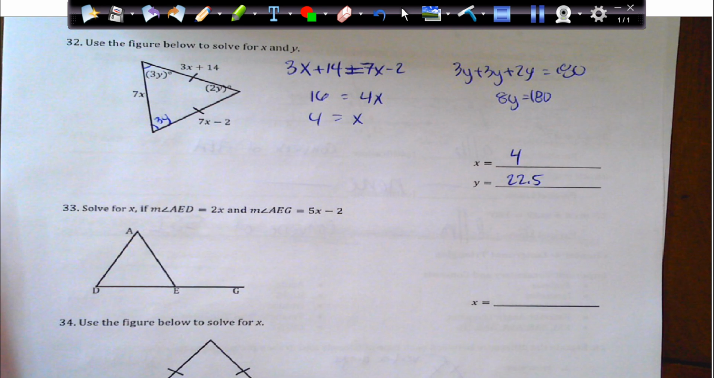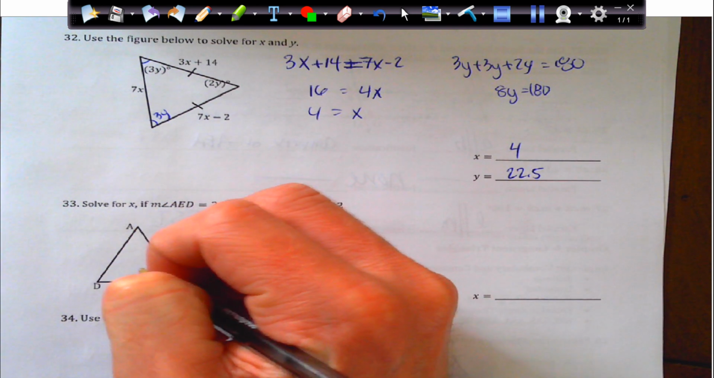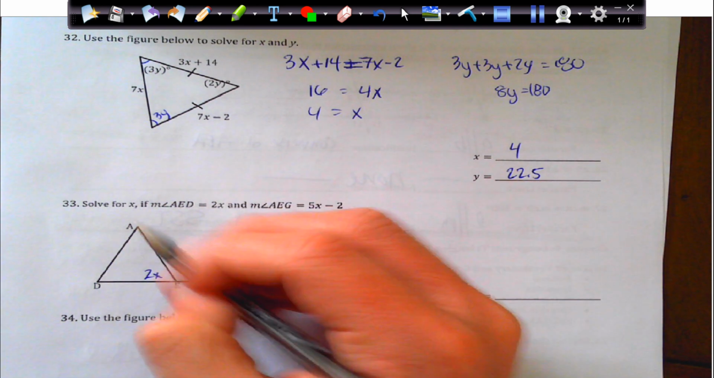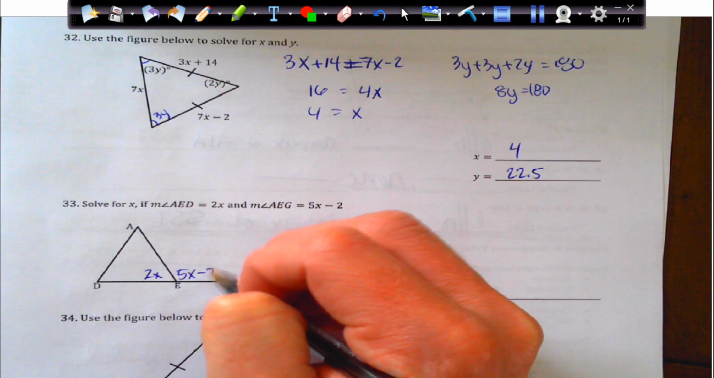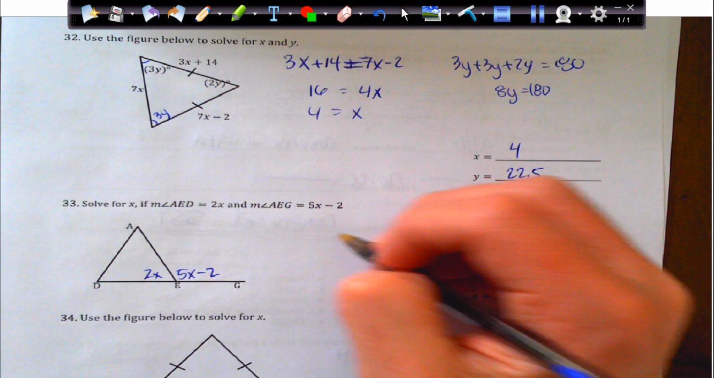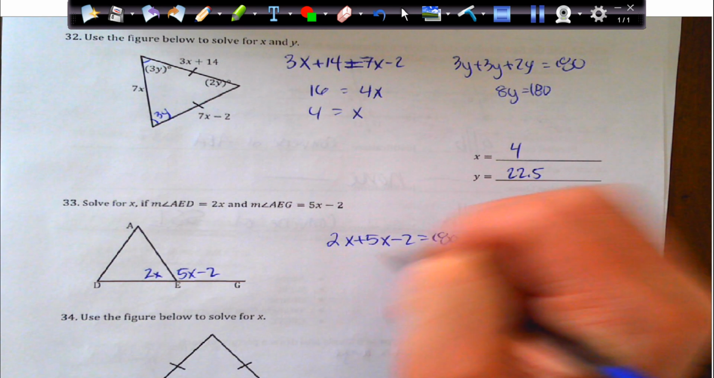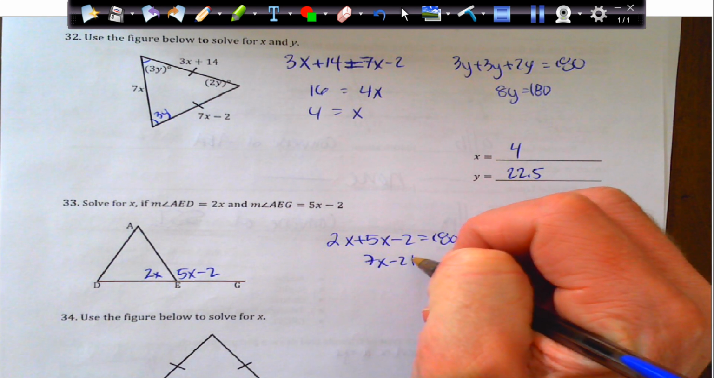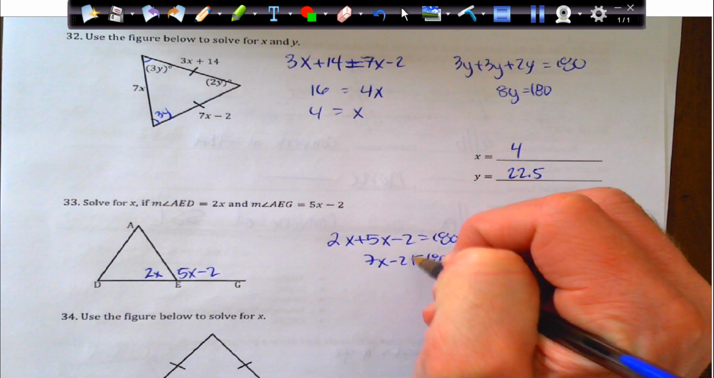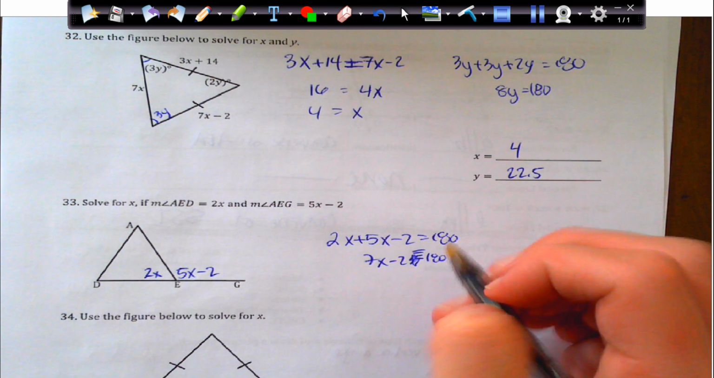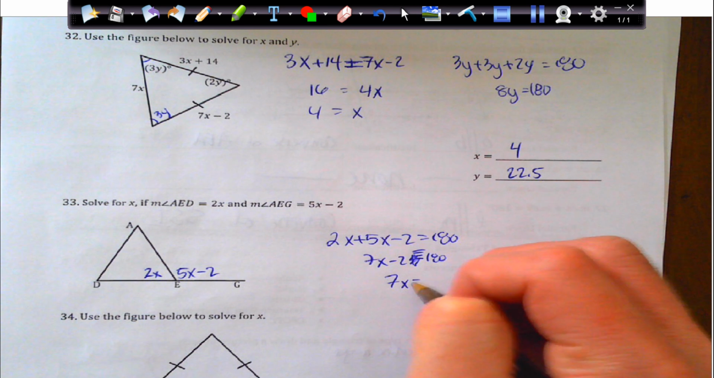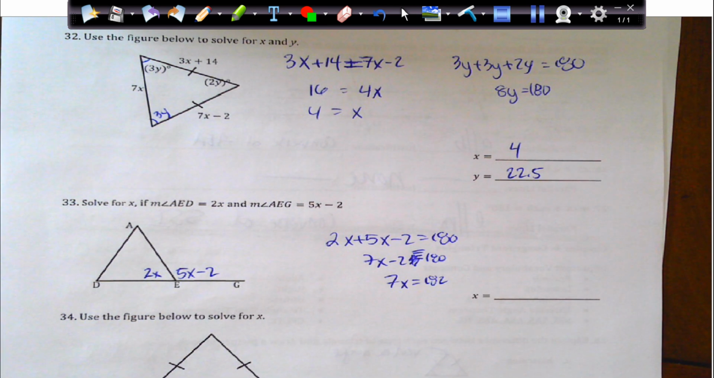Okay, number 33. We have AED is 2x and AEG is 5x minus 2. Well, those are linear pairs, so we just add them and set it equal to 180. So that's 7x minus 2 equals 180. It's not supposed to be like that, sorry. Add the 2, 7x equals 182. 182 divided by 7 is 26.